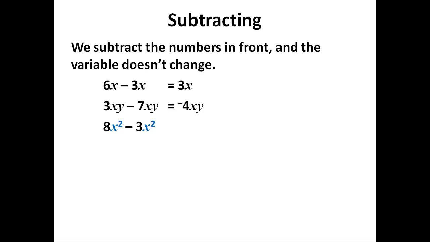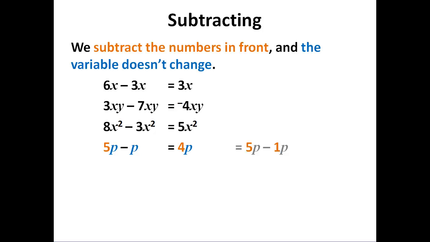X squared again, the power does not change. 8 minus 3 is 5, the x squared stays the same. You have to be very careful when you get ones like this, however. There is a 1 in front of that p. So we're not taking p away from p, we're taking 1 away from 5. 5 minus 1 is 4.